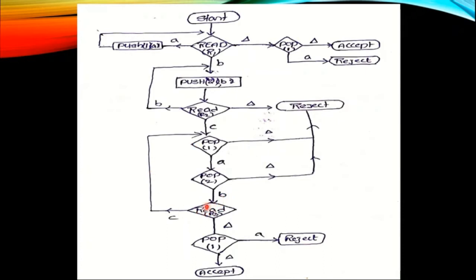So after completion of performing all the pop operations, we go to R3. From here, when reading C, performing the pop operation, we go to the same state R3. So from R3, when the input is the end of the input.